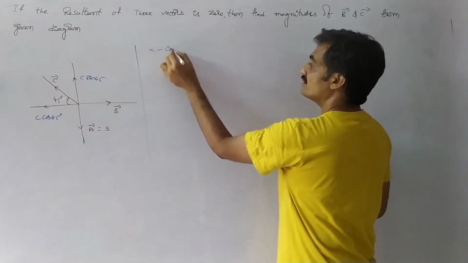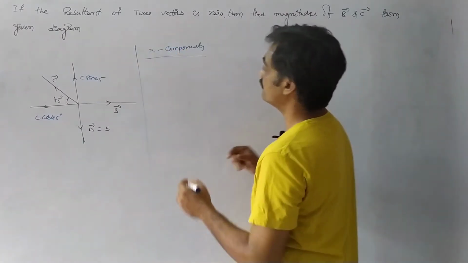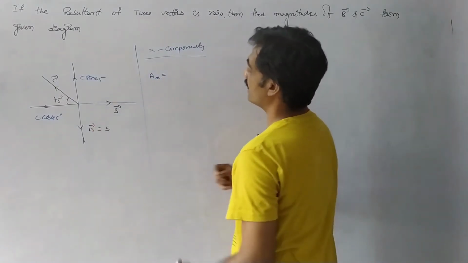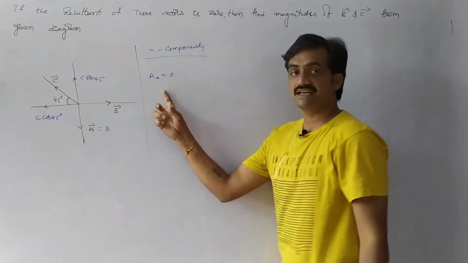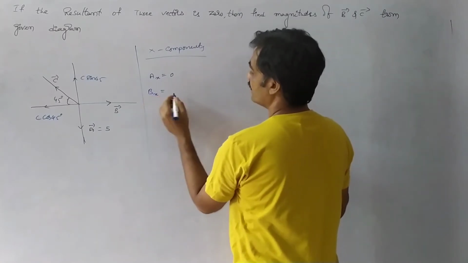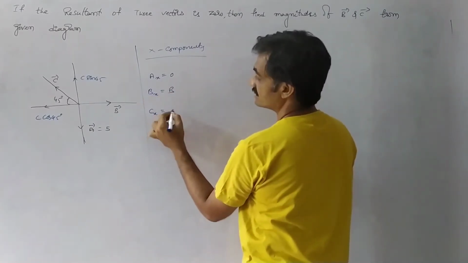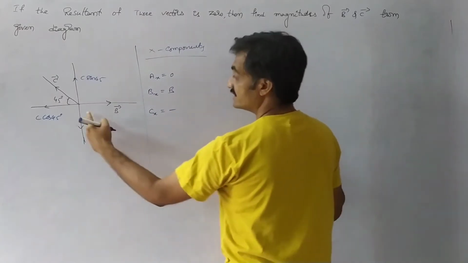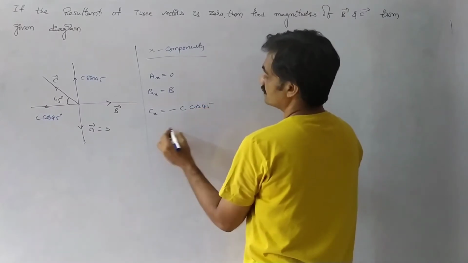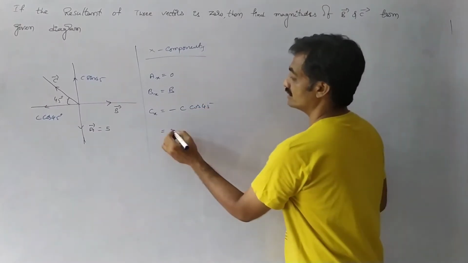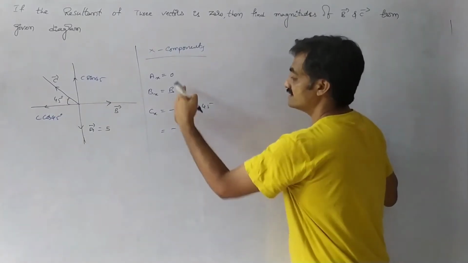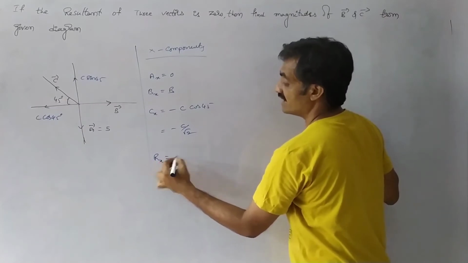Let us write the x components of these vectors. Since vector A is acting along the y-axis, the component of vector A along the x-axis is 0. Whereas the component of vector B along the x-axis is B. The component of vector C along the x-axis is minus C cos 45, since it is acting along the negative x-axis. We know the value of cos 45 is 1 by root 2, so we can write it as minus C by root 2. And here the resultant magnitude of the x component is given as R suffix x.